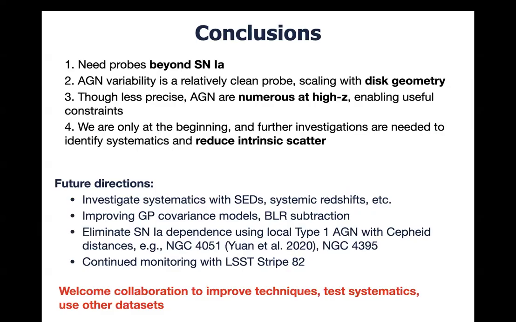So, in conclusion, I think we should start to think about what we can do beyond type 1a supernovae, and hopefully AGN are an exciting prospect because they're very luminous at high redshift. We're only at the beginning, so I welcome future collaboration to test these systematics and improve the techniques. And the more we learn about AGN variability, the better it will get. So, thank you.